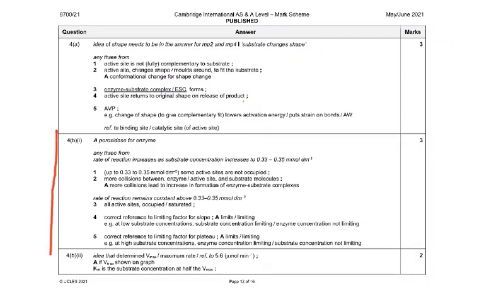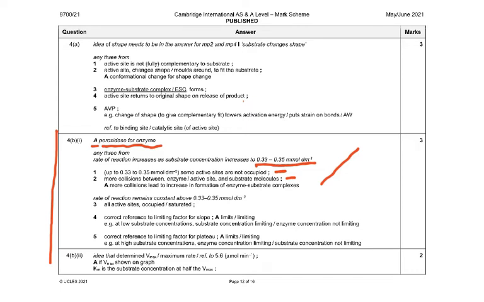Now let's look at the mark scheme, 4B1. Peroxidase, it says allow peroxidase for enzymes. So if you said enzyme, we knew you were talking about peroxidase. So any three: rate of reaction increases as substrate concentration increases, 0.3 to 0.35, so up to 3.3 to 3.5 millimole dm cube. Some active sites are not occupied, so that's why the rate is increasing. More collisions between enzymes and substrate molecules take place, so more collisions means more enzyme-substrate complexes formed.